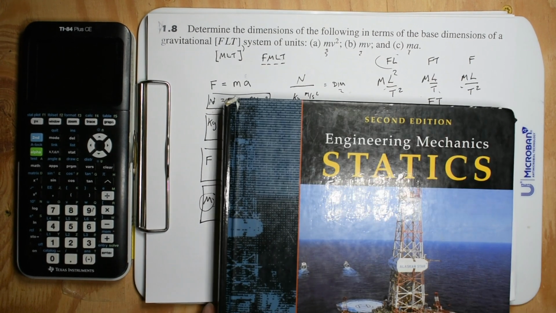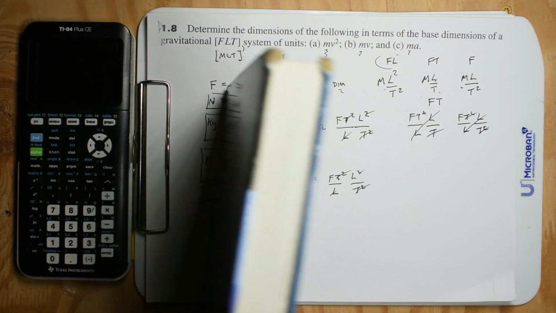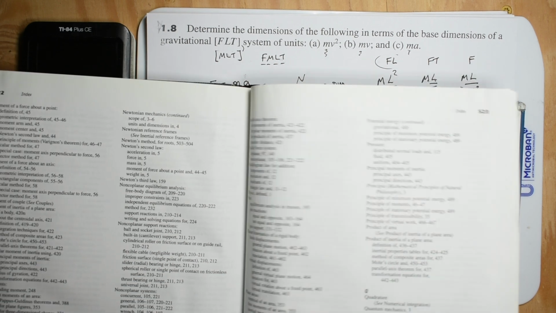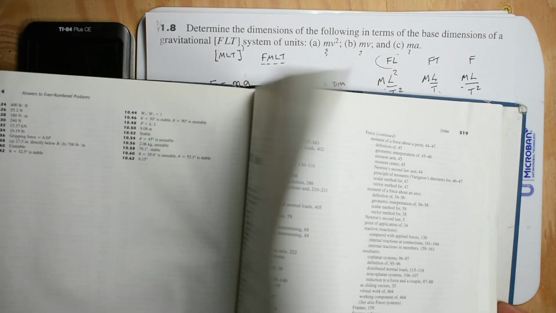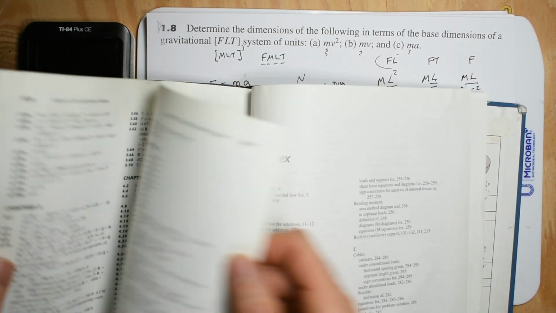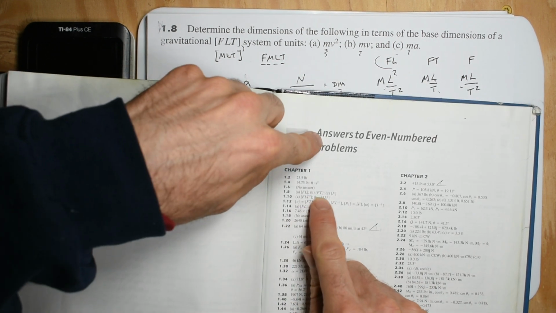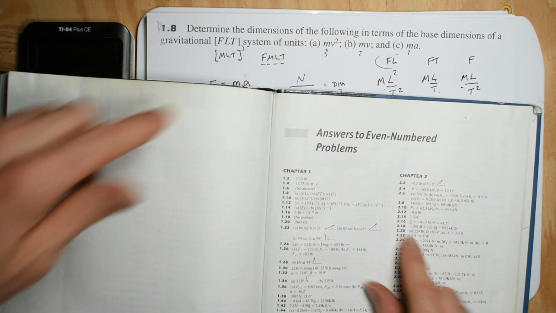And we can even double check this. I know the suspense is killing you. Did I actually get one of these right? We're just going to go to the back of the book because this is an even problem. And we get FL, FT, and F. FL, FT, and F. All right.